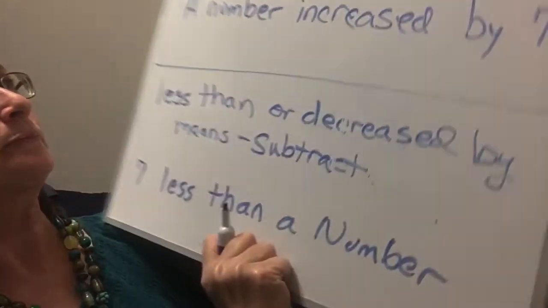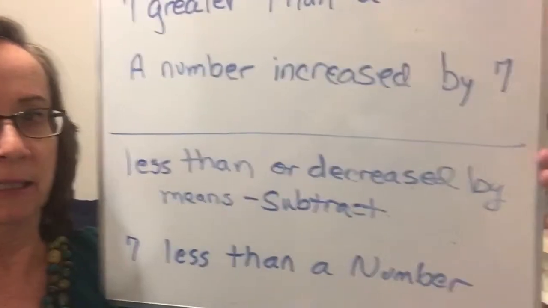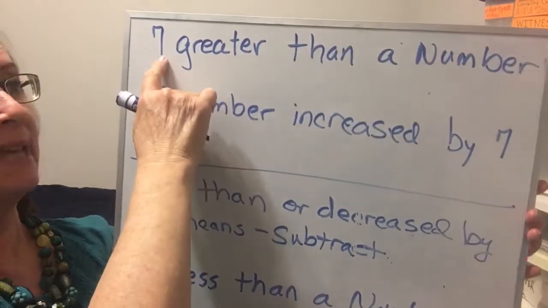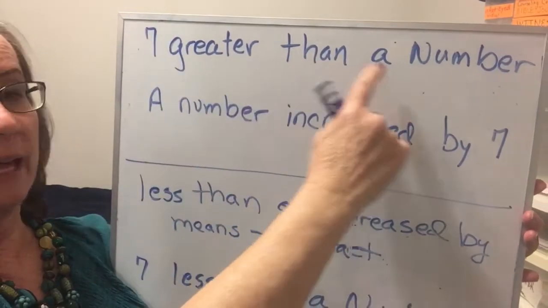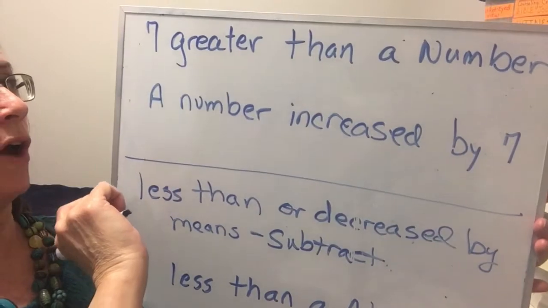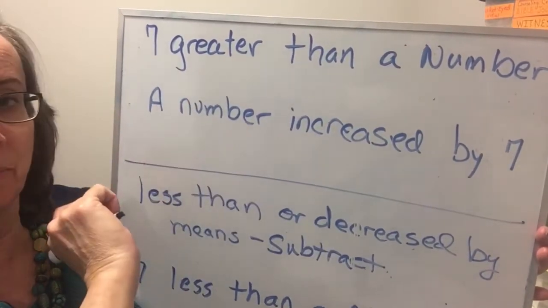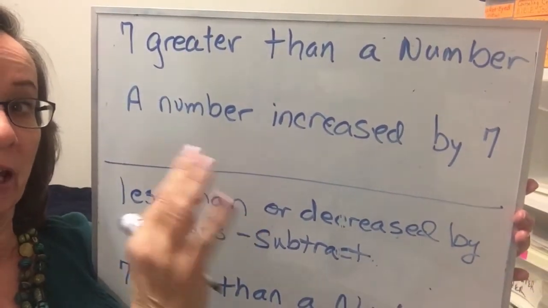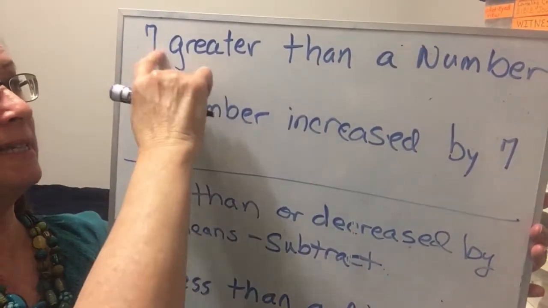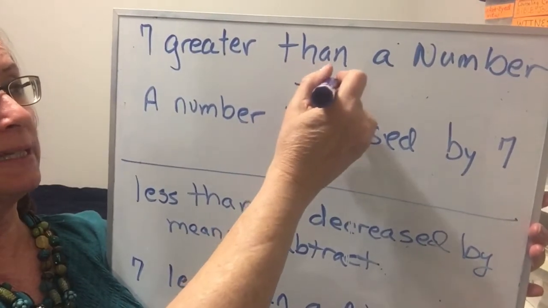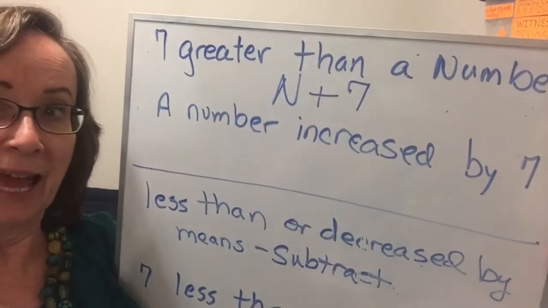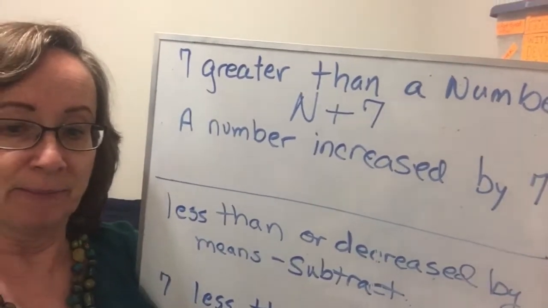So now, on our next board, we have this little bit bigger board. Let me see if I can get it in there. Okay, so 7 greater than a number. So 7 greater than a number, you're going to see that anytime you have a greater than or a less than, it's going to be on the end. So 7 greater than means 7 added to a number. So we would write that as n plus 7.